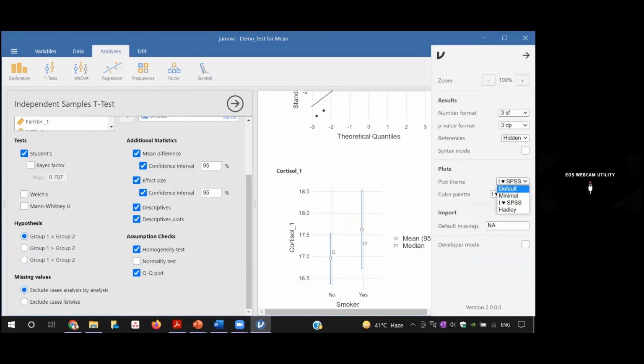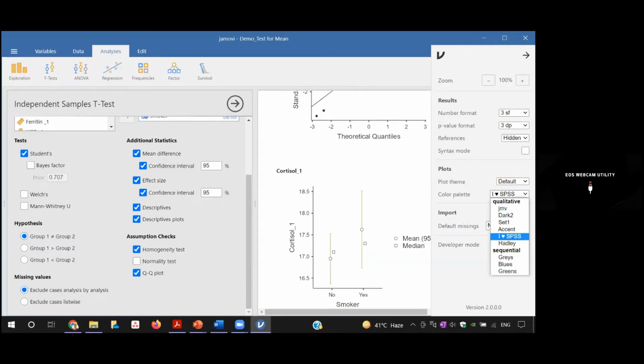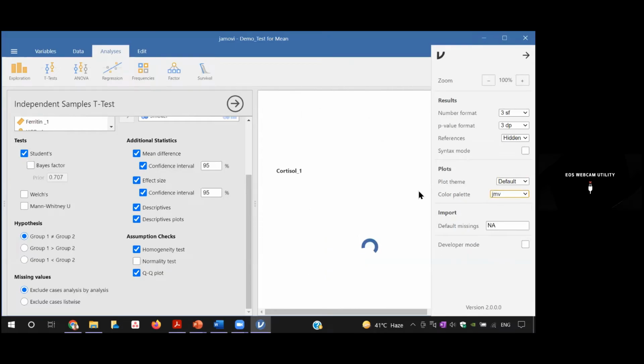Similarly, Hadley. So these are the options. Maybe I'm again going back to default. So you can change the look, and the color also you can change here. You can say color palette. Right now, it is the Jamovi palette I have kept. You can change the color scheme of the graphs also.